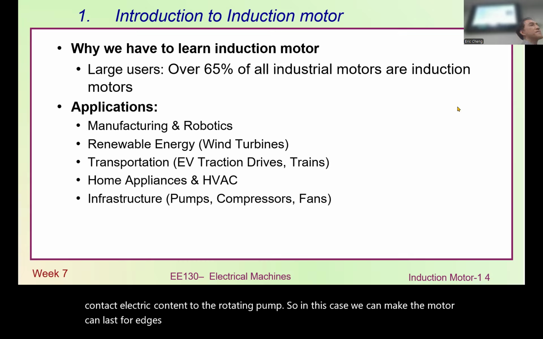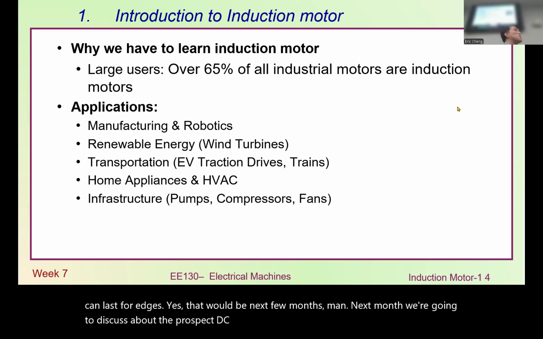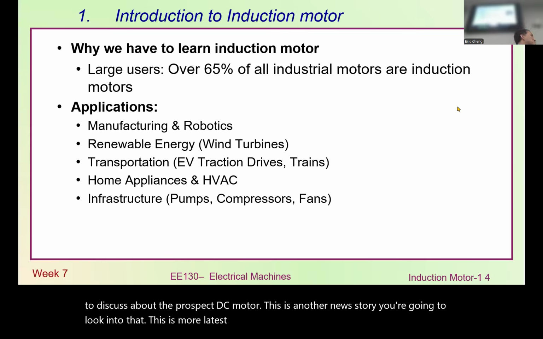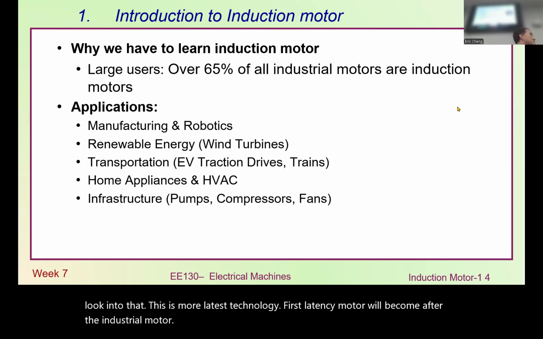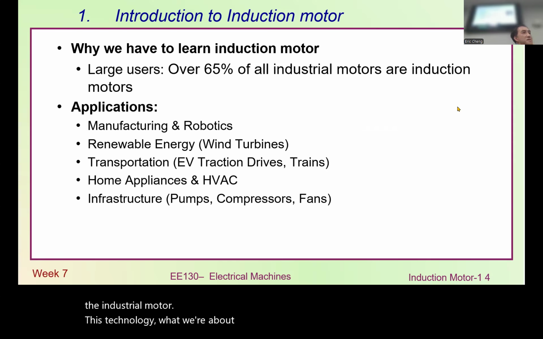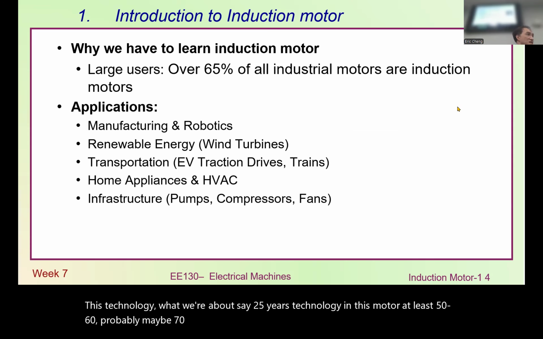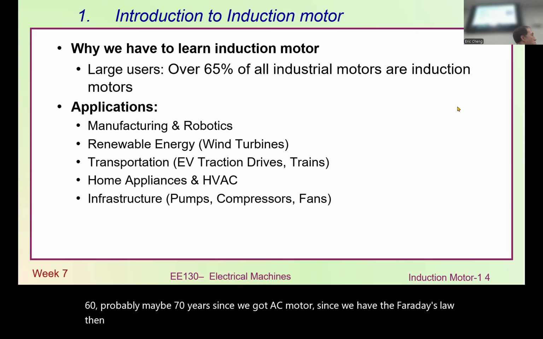Yes? About brushless DC motors. Yes, that will be in the next few months. Next month, we're going to discuss brushless DC motors. This is another new story. We're going to look into that. This is more latest technology. The brushless DC motor came after the industrial motor. This technology is roughly about 25 years old. The industrial motor technology is at least 50, 60, probably maybe 70 years old. Since we got the AC motor, since we had Faraday's law, we started to develop the AC motor.